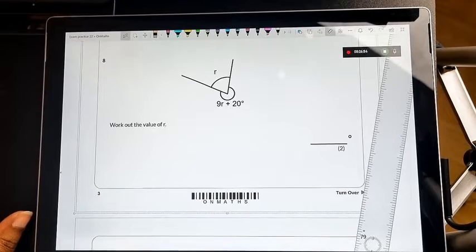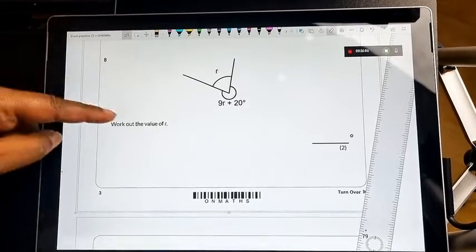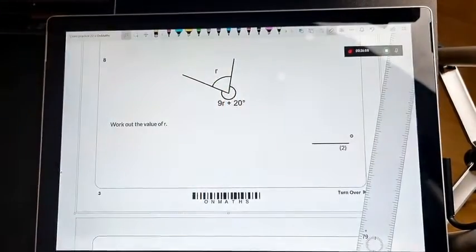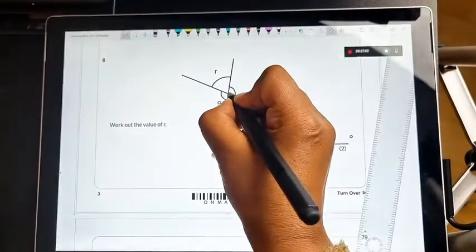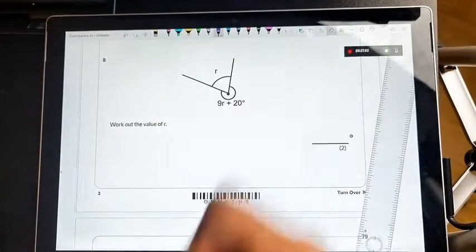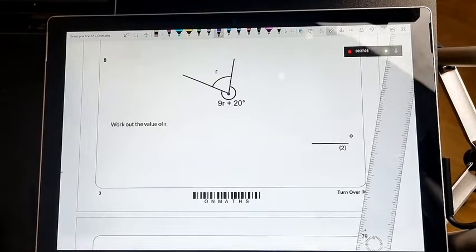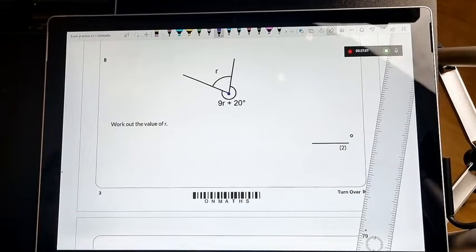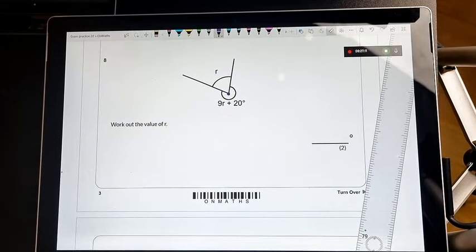Great. Next question, guys. So question 8. We have here what we call angle at a point. So think about this point. So angle at a point add up to what, guys? Tap on the comments. You probably know what it is.